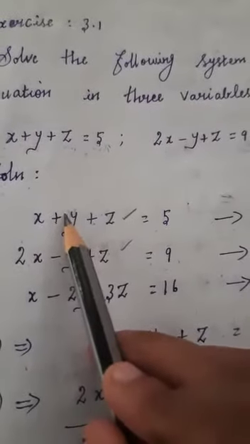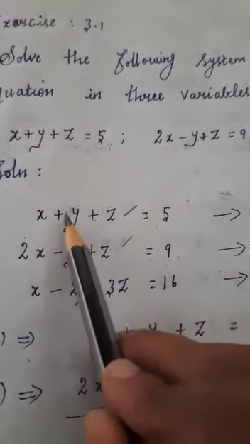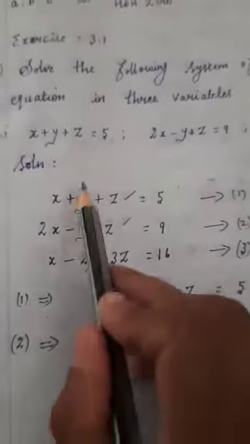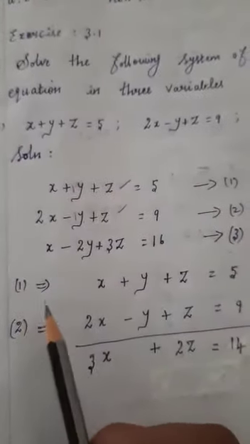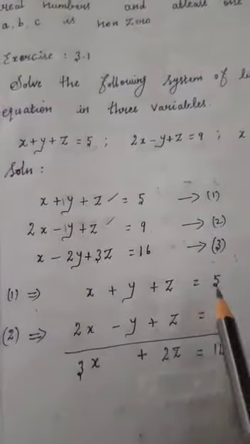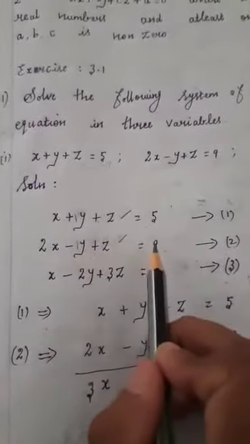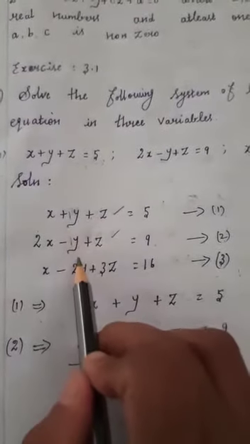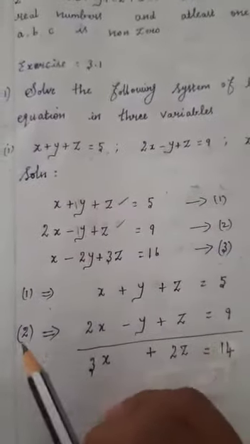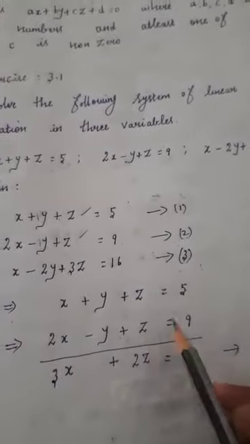Now see the numerical coefficient of the y variable, that is 1, and here also 1, minus 1. So the numerical coefficients are the same, and there is no need to multiply anything. So easily you can eliminate. The first equation, no change, x plus y plus z is equal to 5. And the second equation also has no change. If the coefficients are not the same, you have to multiply with a proper number. The second equation is 2x minus y plus z is equal to 9.